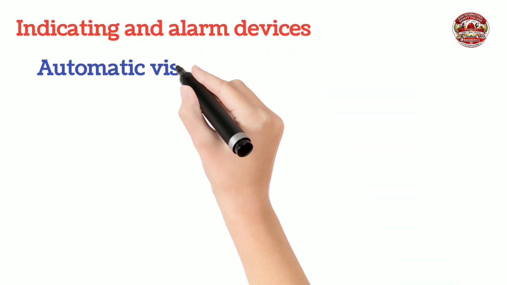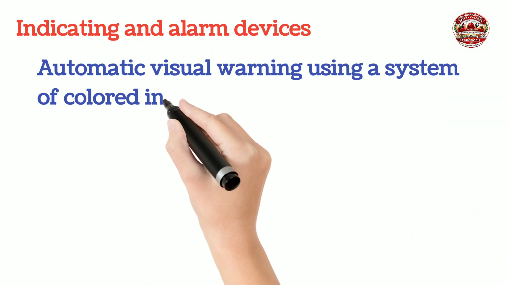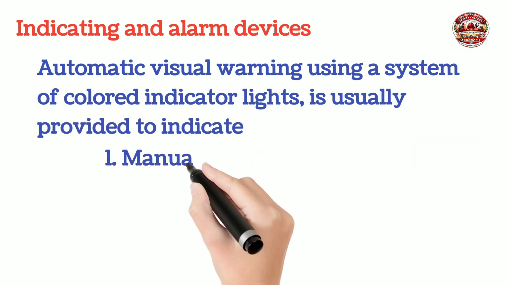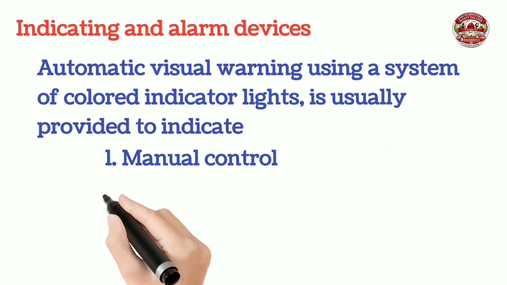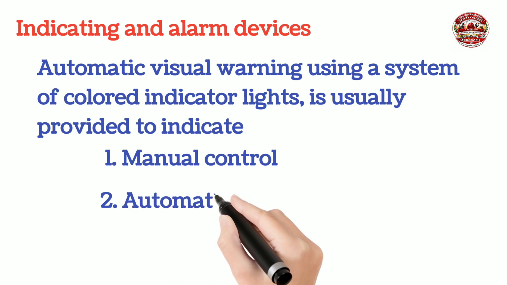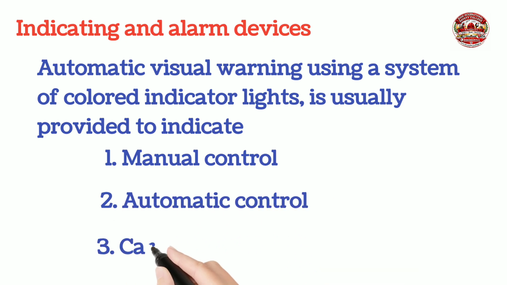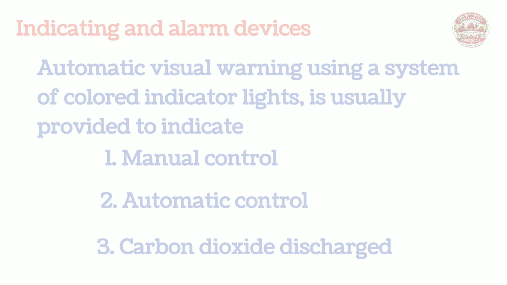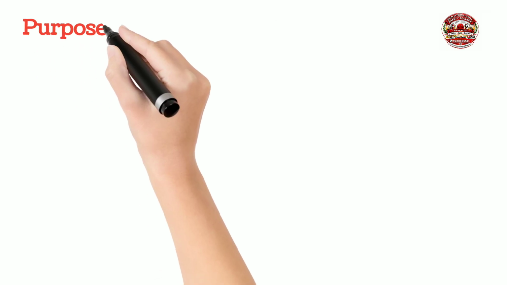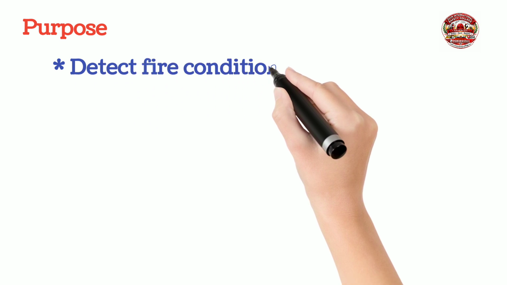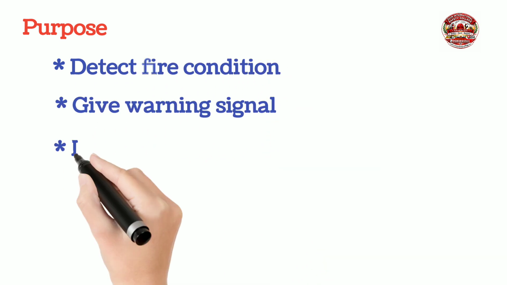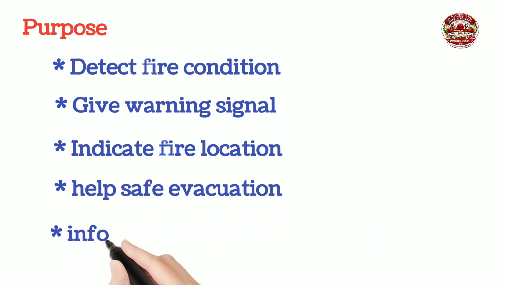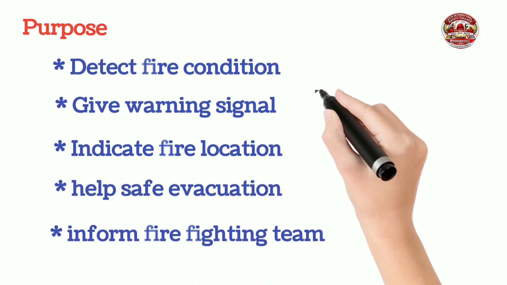Indicating and alarm devices. Automatic visual warning using a system of colored indicator lights is usually provided to indicate: 1. Manual control, 2. Automatic control, 3. Carbon dioxide discharged. Purpose: detect fire condition, give warning signal, indicate fire location, help safe evacuation, inform firefighting team.